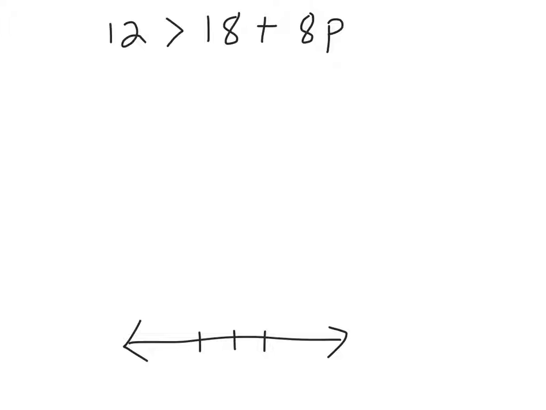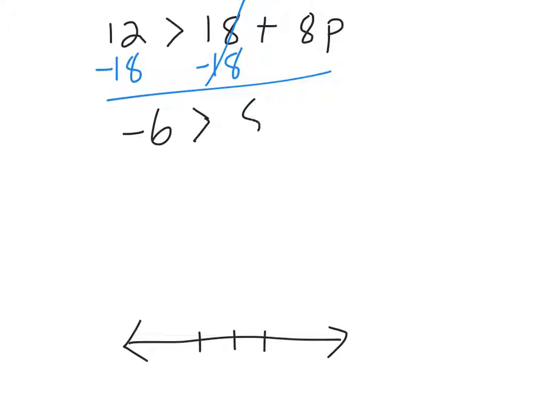But for right now, we're going to subtract 18 from both sides. That's what's furthest away from the variable p. The 18's cancel. 12 minus 18 is negative 6. We have negative 6 is greater than 8p. Okay, so the next thing to go is the 8. 8's being multiplied, so you're going to have to divide on both sides.